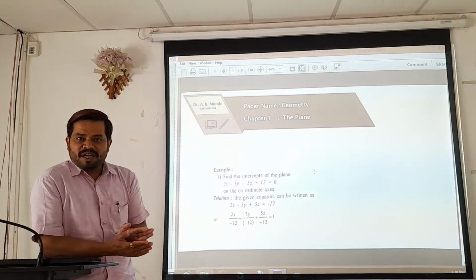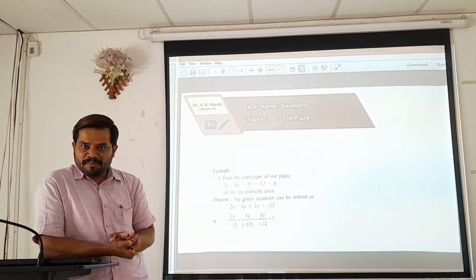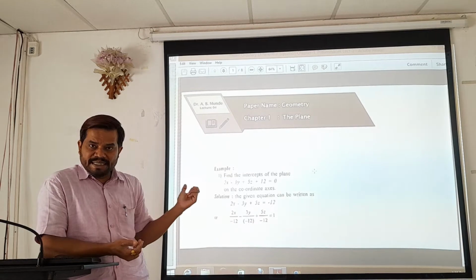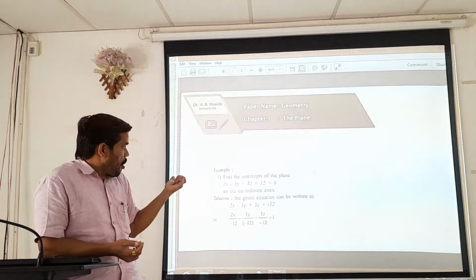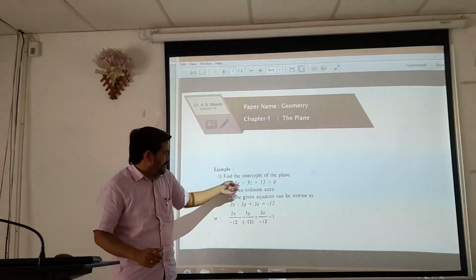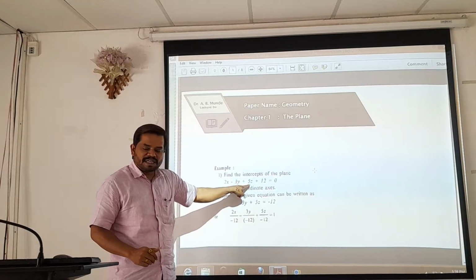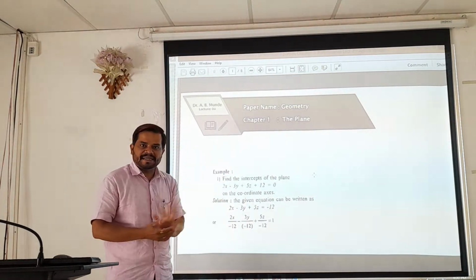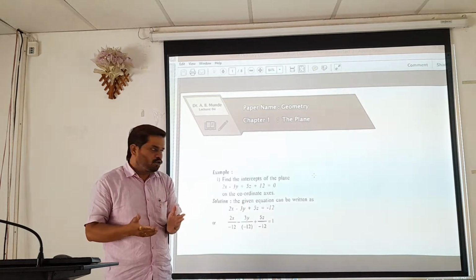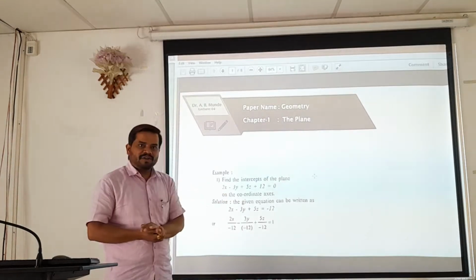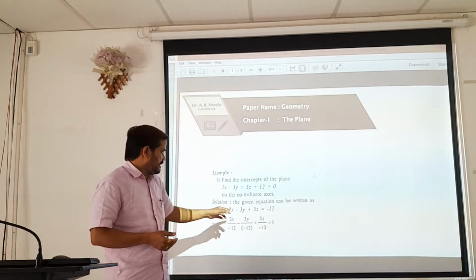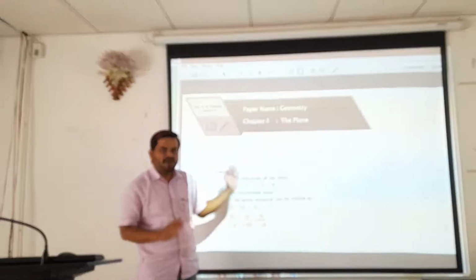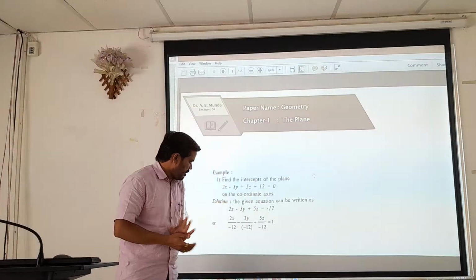Now from the above equation of the intercept form of a plane, we will discuss one example. We have to find the intercepts of the plane 2x minus 3y plus 5z plus 12 is equal to 0 on the coordinate axes. So what we have to do? The given equation of the plane is 2x minus 3y plus 5z is equal to, taking this 12 on the right-hand side, we get minus 12.